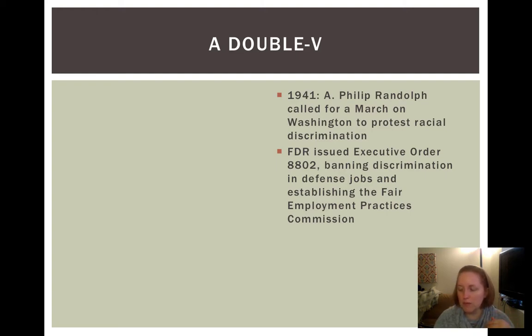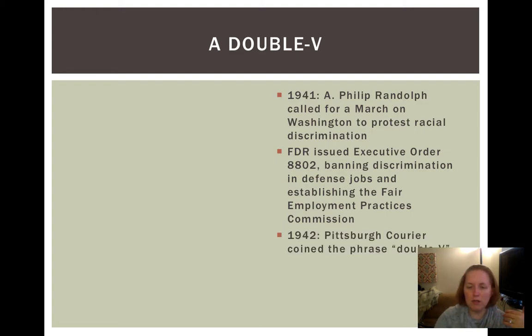During the war, you see membership in the NAACP growing. New organizations like the Congress of Racial Equality are established. And gradually, African Americans begin to embrace the concept of the double V, which meant that victory over Germany and Japan has to be coupled with victory over segregation and racism at home.